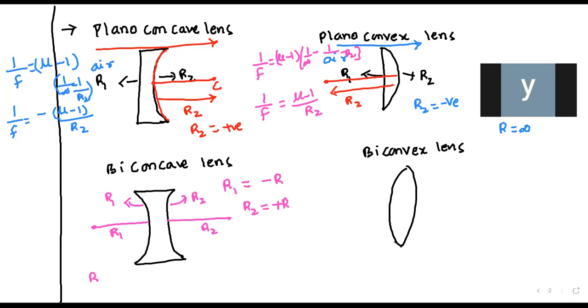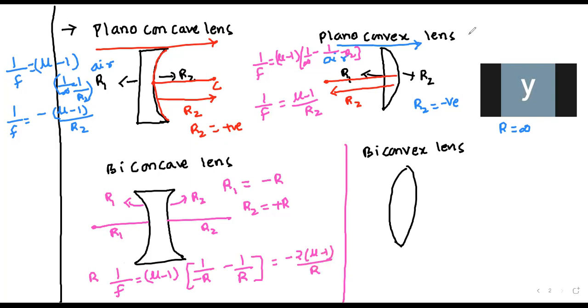Biconcave or biconvex means both the spherical surfaces have equal radius of curvature. So in biconcave, I can write the formula: 1 by f equal to mu minus 1 times 1 by r1 minus 1 by r2, that is 1 by minus r minus 1 by plus r. So it is minus 2 times mu minus 1 by r. Is it fine?